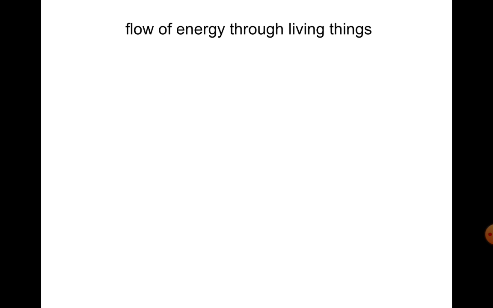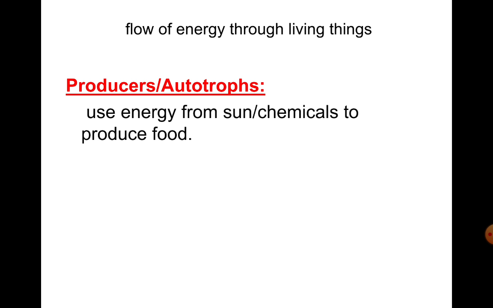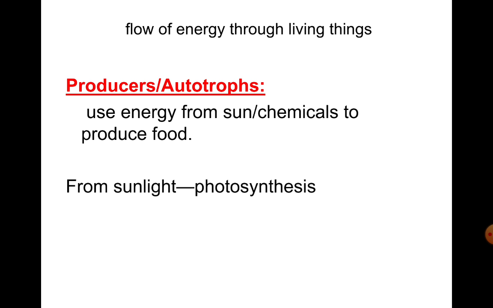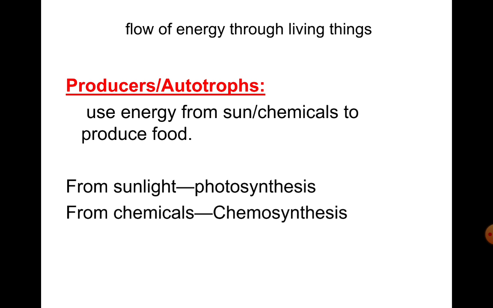Now, how is it for the energy flow through living things? Well, we need to know about the different organisms that produce and take up energy. So we have the producers or the autotrophs, and they use energy from the sun or even chemicals to produce food. When it is from sunlight, we call it photosynthesis. When it is from chemicals, yes indeed, there are some organisms that can do that. We call it chemosynthesis.